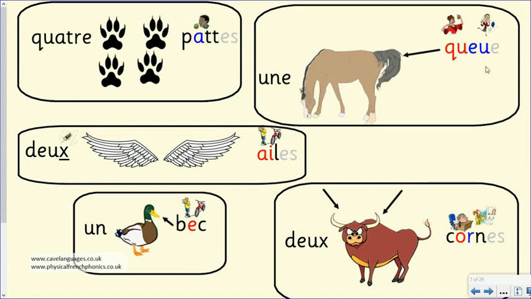Queue. Of course, it looks like the English word queue. The word for tail in French looks like the English word queue. Well, if you think about it, a tail stretching along could be like a queue of people, couldn't it? So that might help. Aile, wings, doesn't look like wings. There is a part of an aeroplane to do with wings that starts like that called aileron, but I don't know if you've ever heard of that word, but if you have, that would help. So pat, queue, aile, bec, and corne.